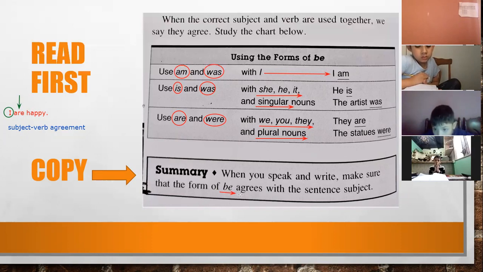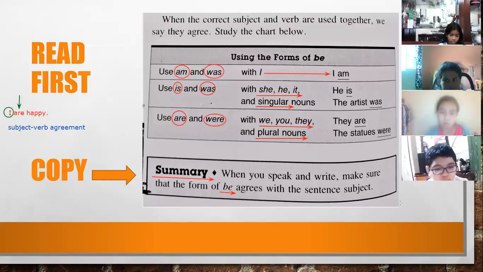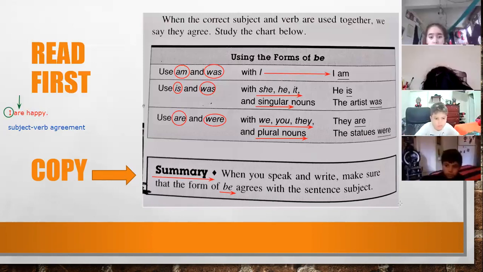That's pretty important. And unfortunately, this one is a very common mistake. Did you copy, guys? Yes. No. But you have to copy only the summary. Only the summary. Copy the summary in 3 minutes.